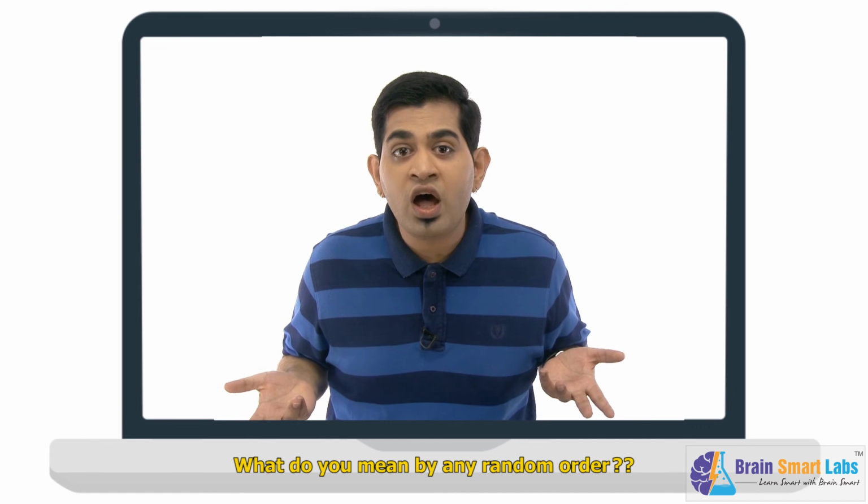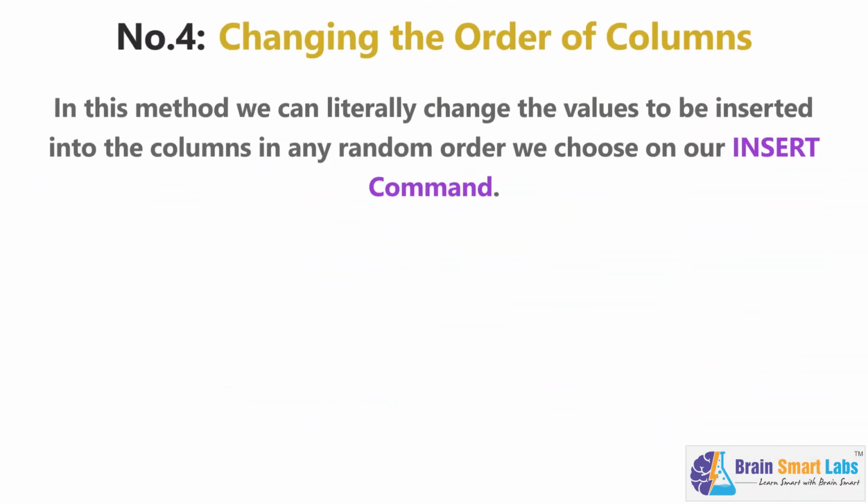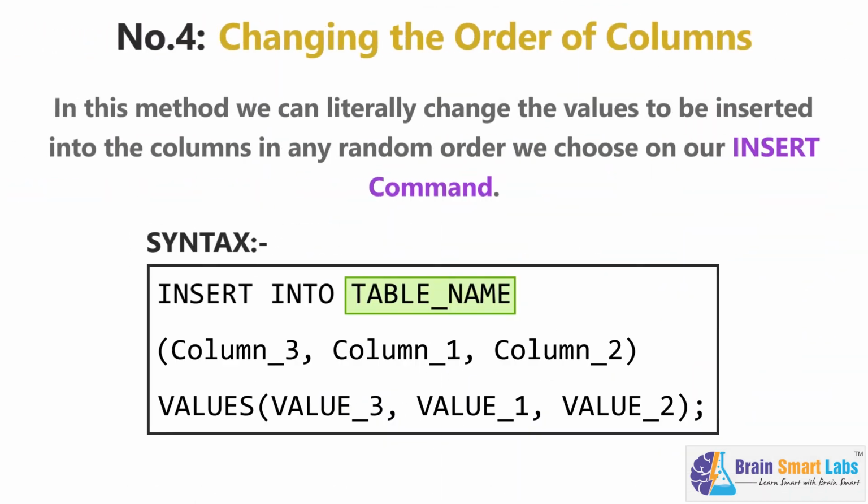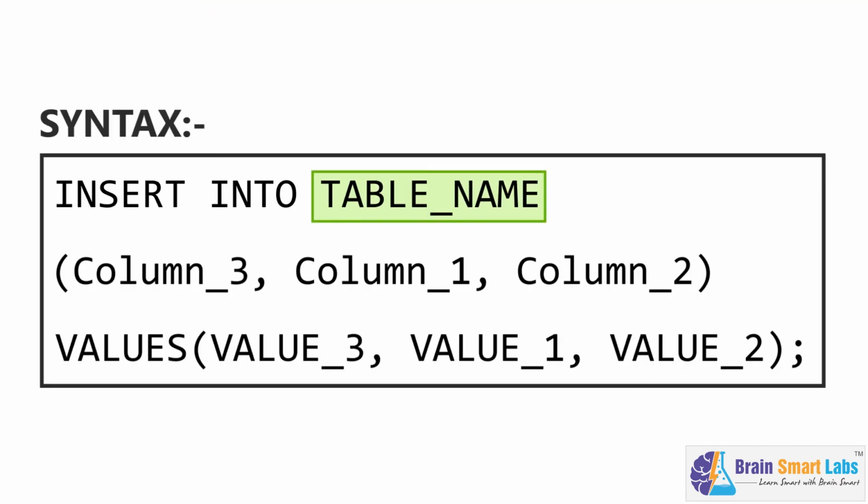Any random order? How can we do that? It is very simple. In the given syntax below, first we have mentioned column number 3, next column number 1, and then column number 2. Now while feeding the values after the values keyword, first we type in the values for column 3, next the values for column 1, and then the value for column 2. If you want to change the order of values to be inserted, you have to follow this way of insertion.